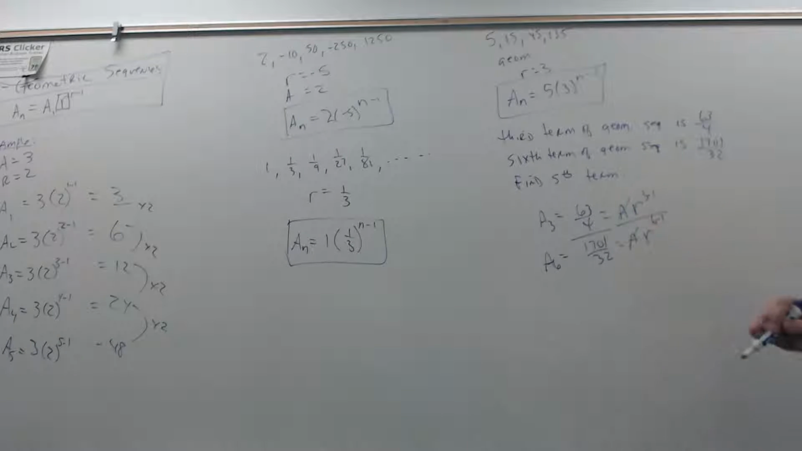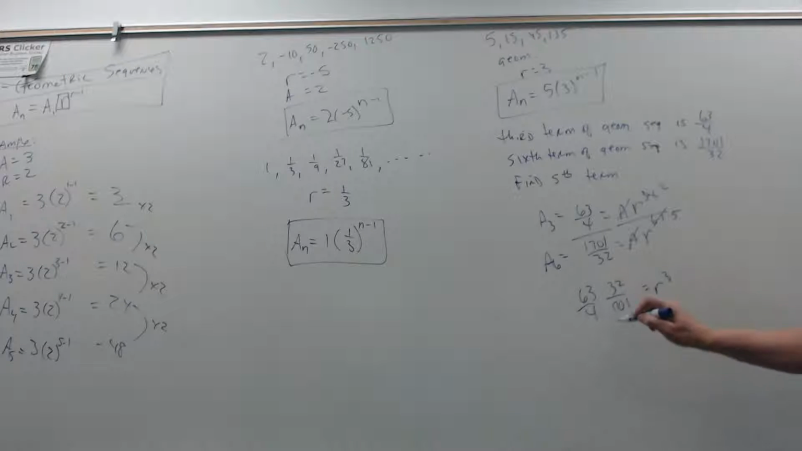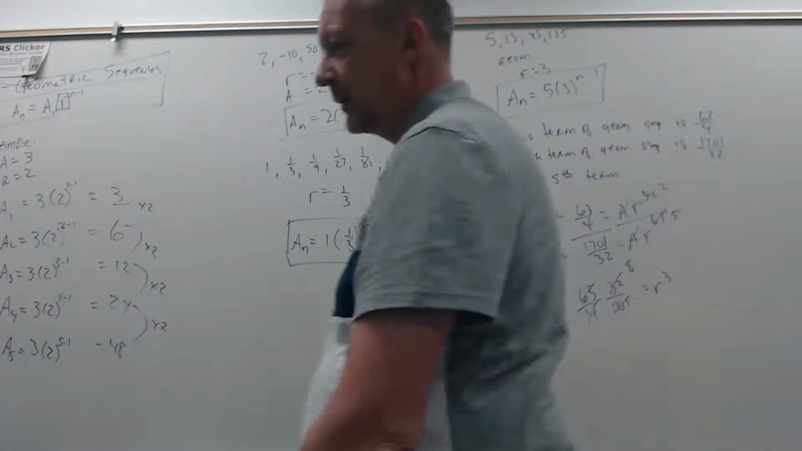The a's would cancel. This is really r squared, and this is really r to the 5th, right? So the a's are going to cancel. I'm going to be left with r cubed equals, now what I'm going to do is invert and multiply. I've got 63 over 4, and I've got 1701 and 32, right? 4 goes into 32 8 times. And I have a feeling that those two are going to go into each other. Don't know that one off the top of my head.